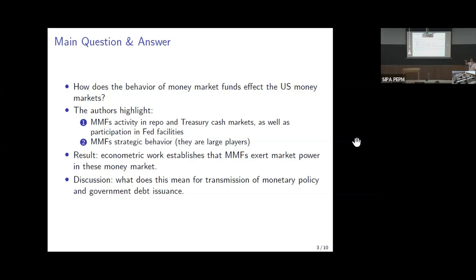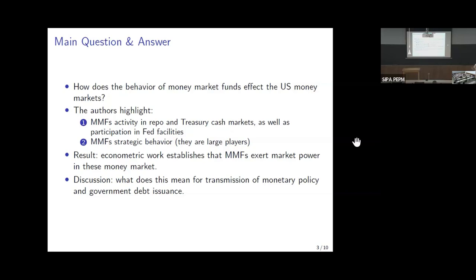Like, what's the behavior of money market mutual funds? That's US money markets. Step two, the highlight is that these money funds are especially active in the Treasury and repo cash markets, where they act in the secondary market, as well as facilities. They're large players, and they make moves in this market, they affect the prices. I think it's certainly been very interesting.